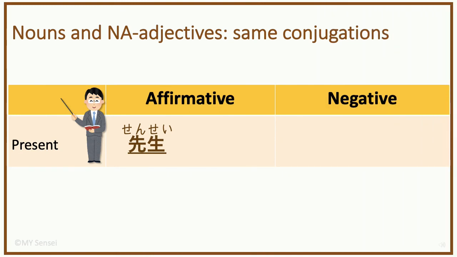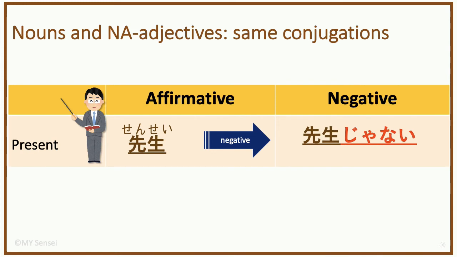Please note that nouns and na-adjectives share the same types of conjugations. Sensei means teacher. Its negative form is sensei janai, which means so-and-so is not a teacher.